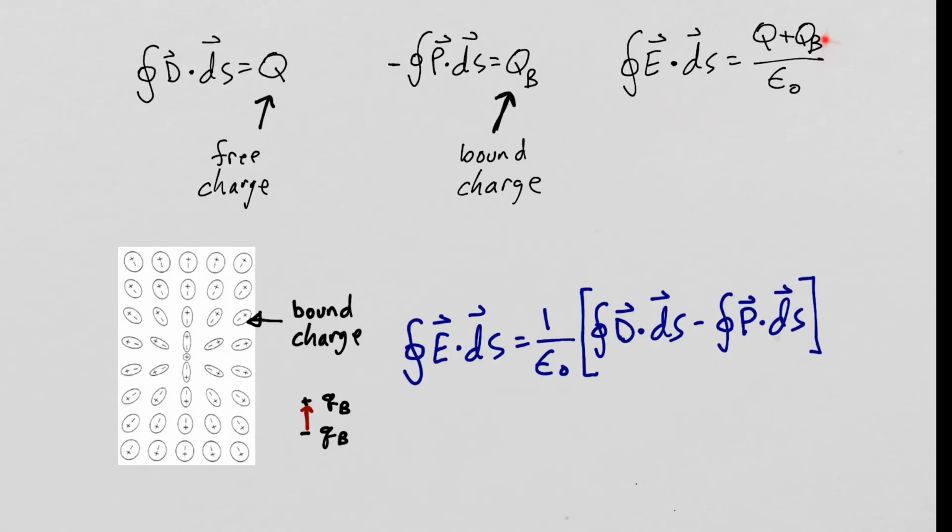So in this equation, let's substitute for Q this expression and for Q sub B this expression. So looking at this equation now, we see that the electric field intensity is equal to the electric flux density field minus the polarization over the permittivity of free space. So with these concepts, we can now go and work problem 8.